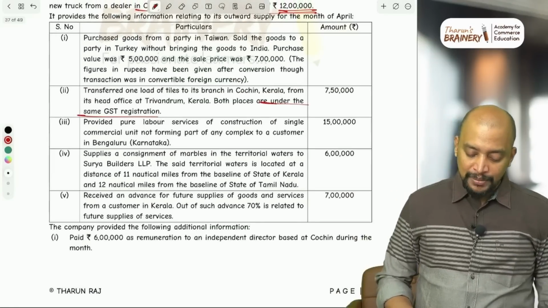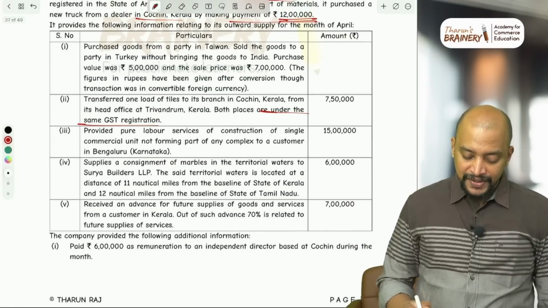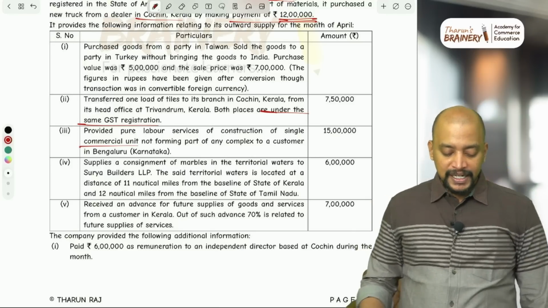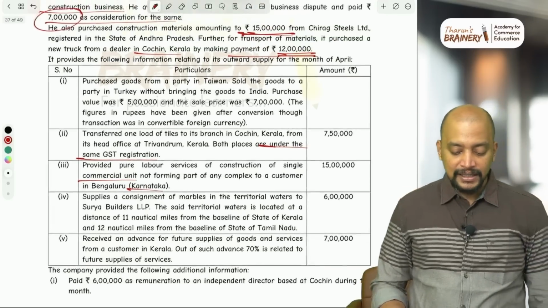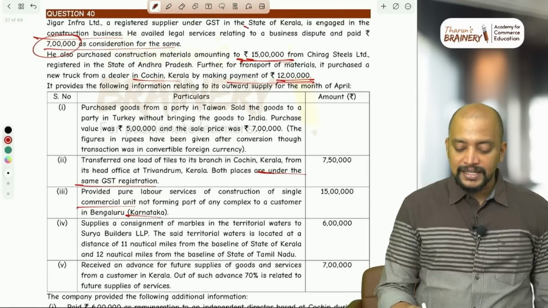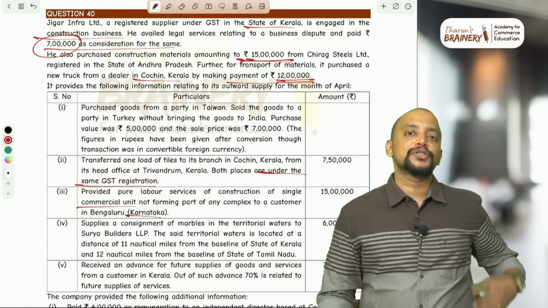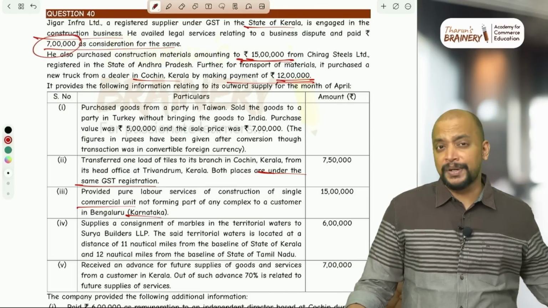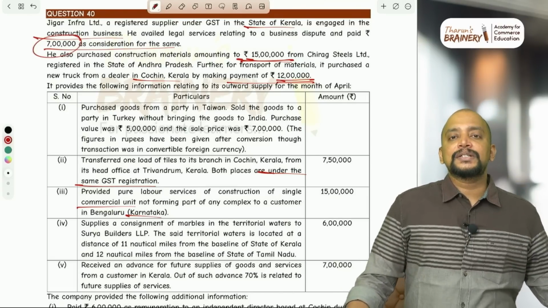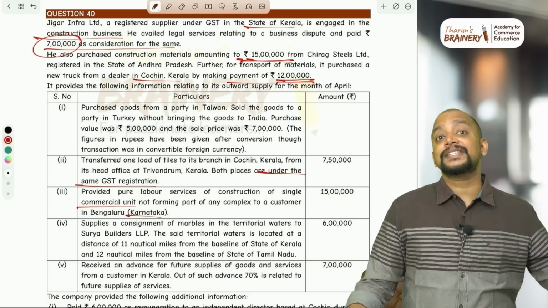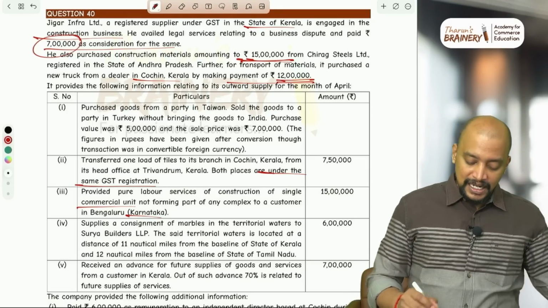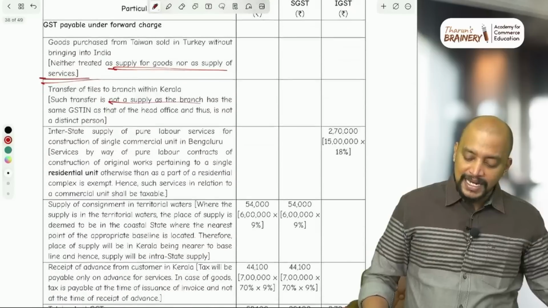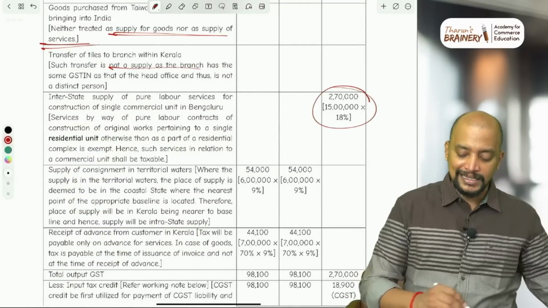Then next one, provided pure labor services of construction of a single commercial unit not forming part of any complex to a customer in Bengaluru, Karnataka. Where are they located? They are located in the state of Kerala, so it's an interstate supply, because the place of supply in case of service in relation to immovable property is the location of the immovable property. We have one exemption, that is pure labor service in relation to construction of a residential unit is exempted, but it's a commercial unit. Due to that reason it will be taxable. So 15 lakhs into 18%, that will be taken as the liability.